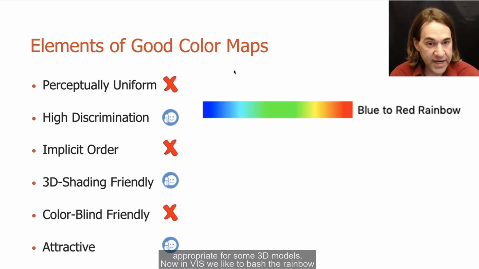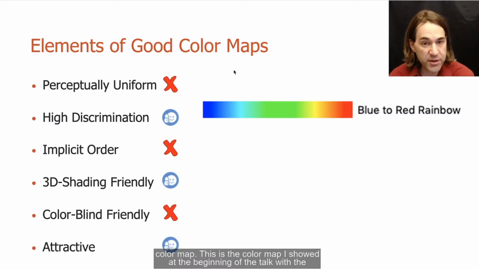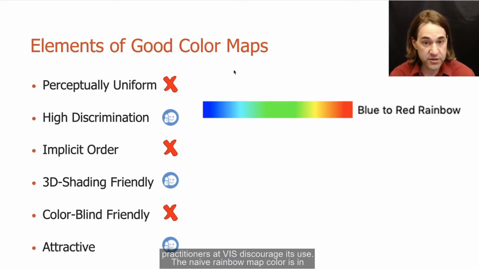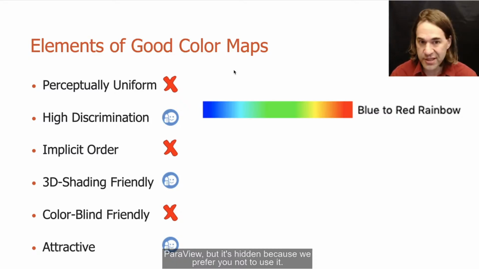Now at VIS, we like to bash the rainbow color map. This is the color map I showed at the beginning of the talk with the apples as a bad example. It is for this reason that lots of practitioners at VIS discourage its use. The naive rainbow color map is in Paraview, but it's hidden because we prefer you not to use it.